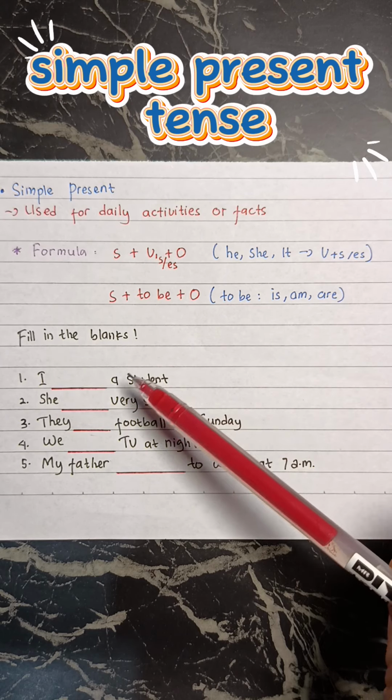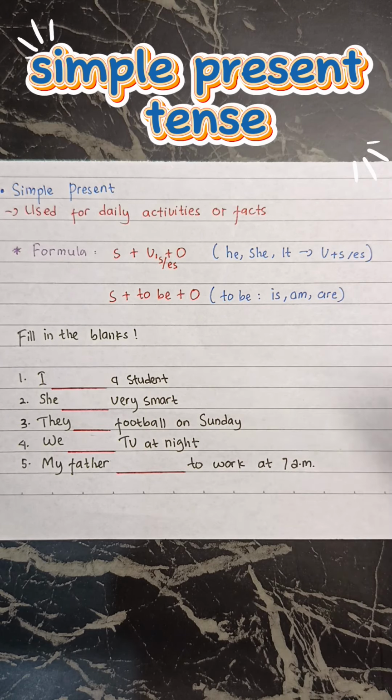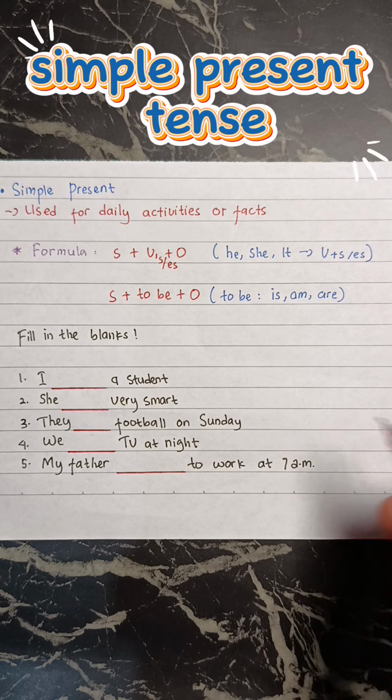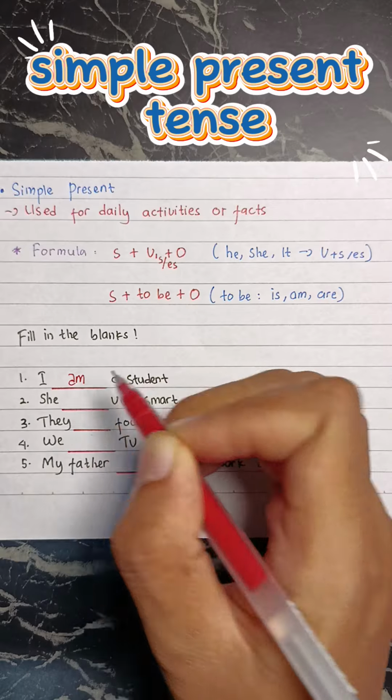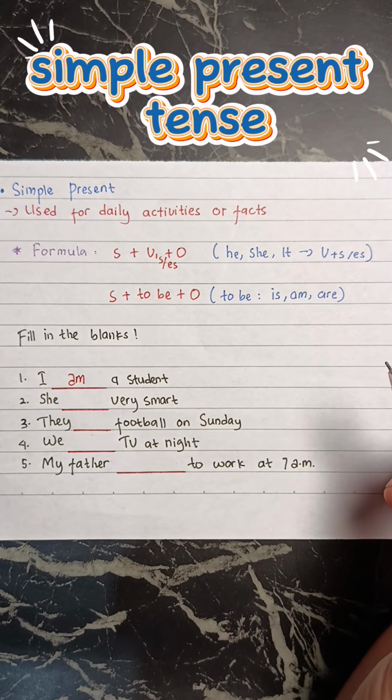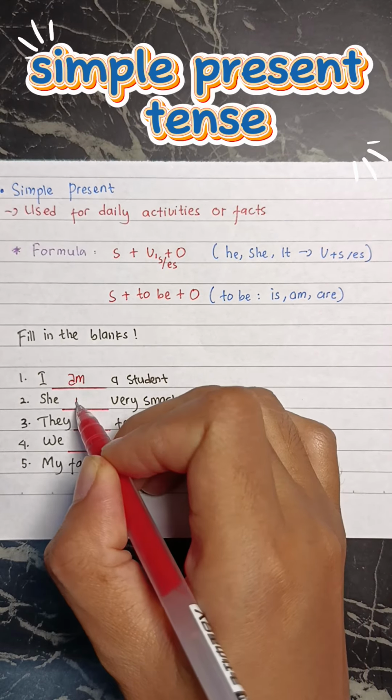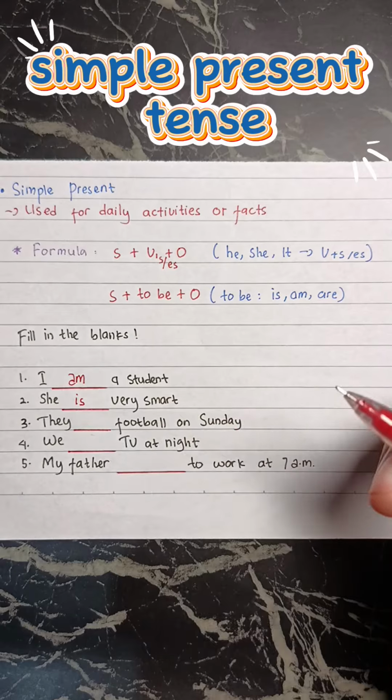Now let's fill in the blanks together. I blank a student. I am a student. She blank very smart. She is very smart.